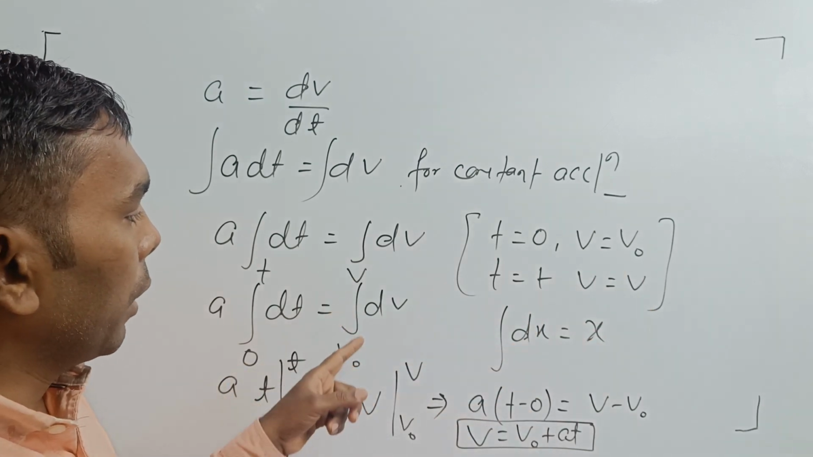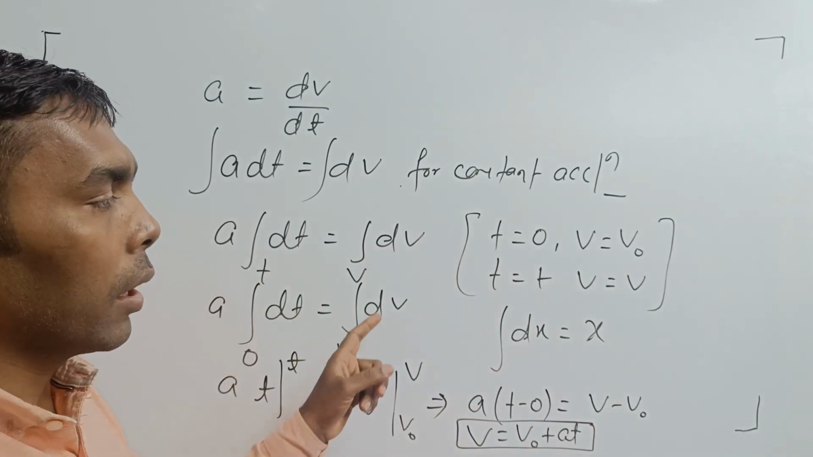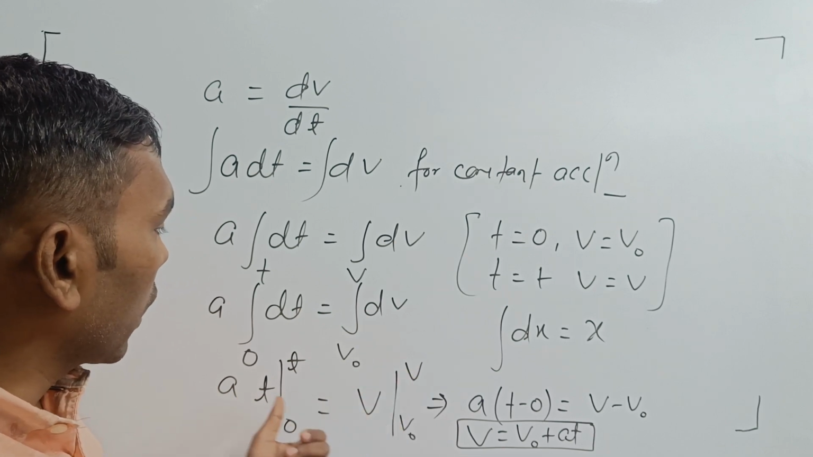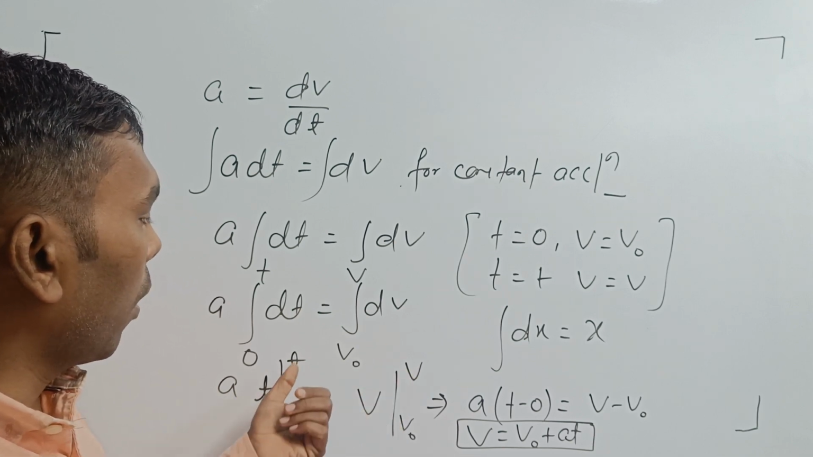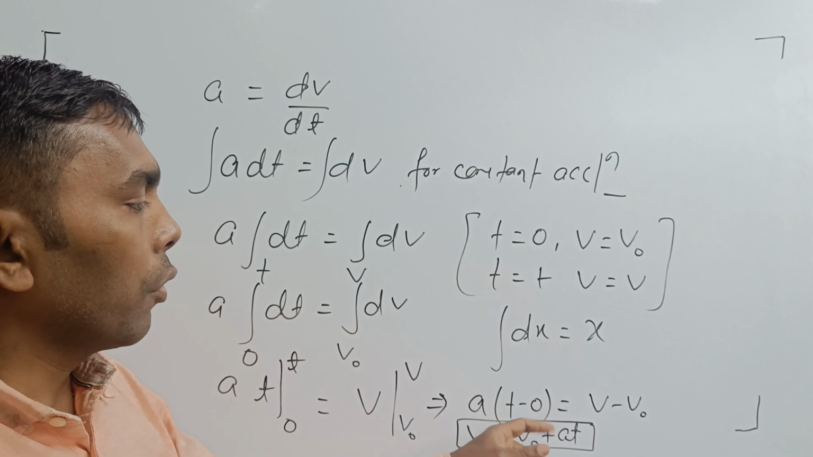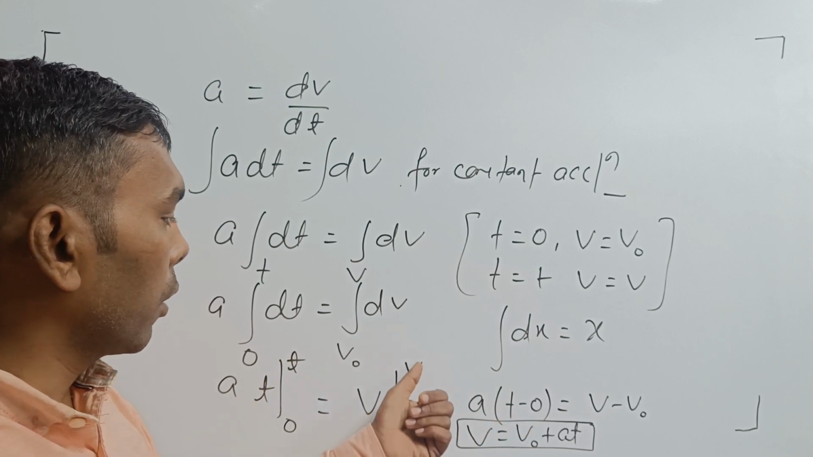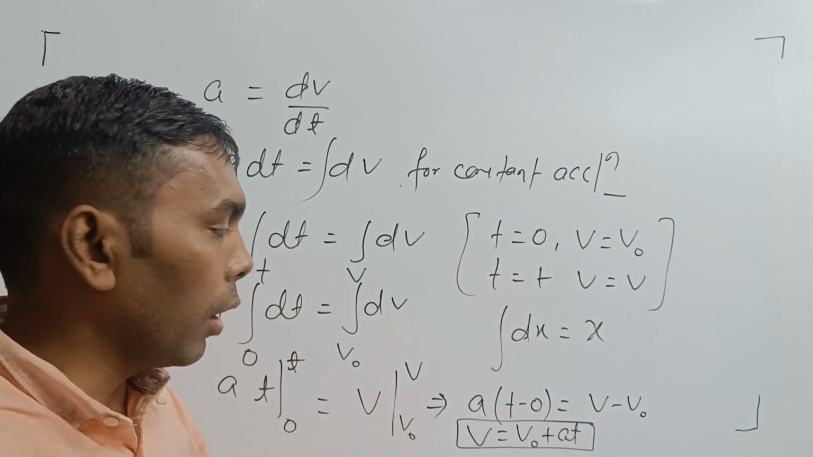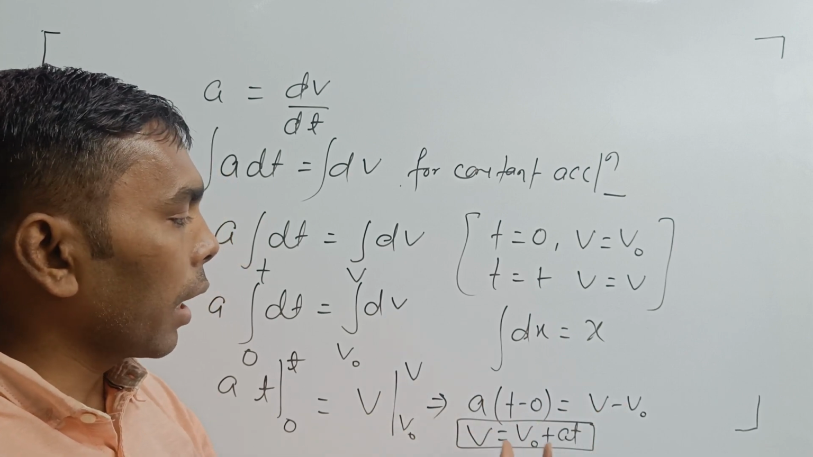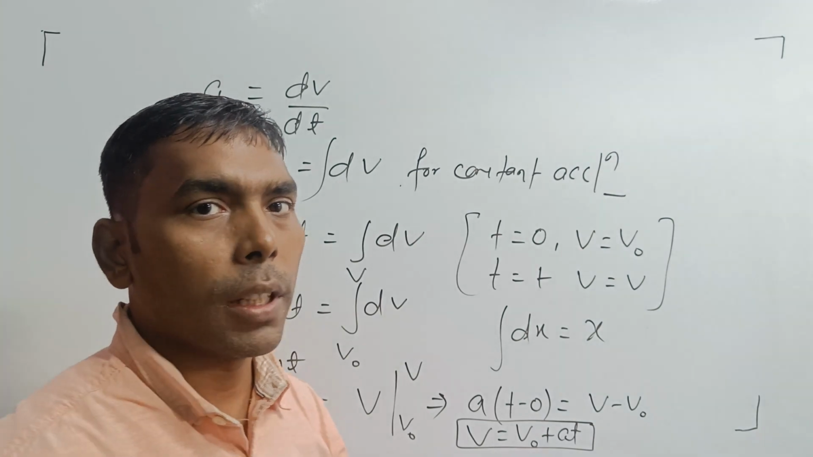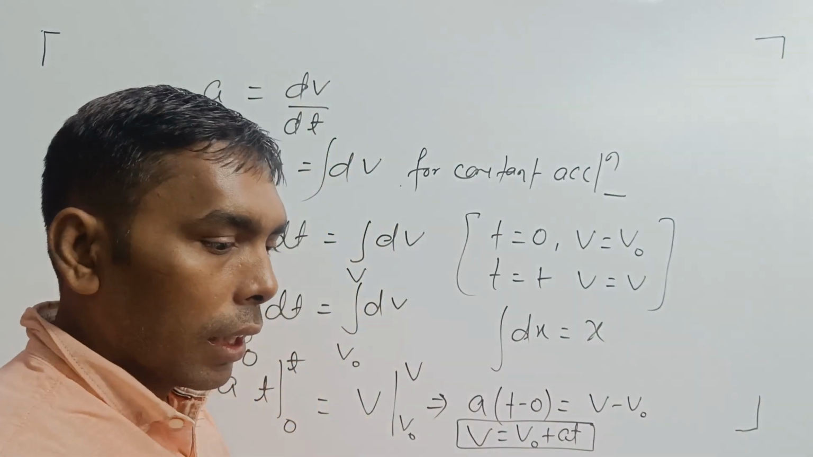I am putting here upper limit and lower limit, respective time and velocity. After that integration, we put the upper limit and lower limit. Here you can see, first put the upper limit, then subtract it from the lower limit. After rearranging, we get v equal to v naught plus at. Again I am going to the second equation.